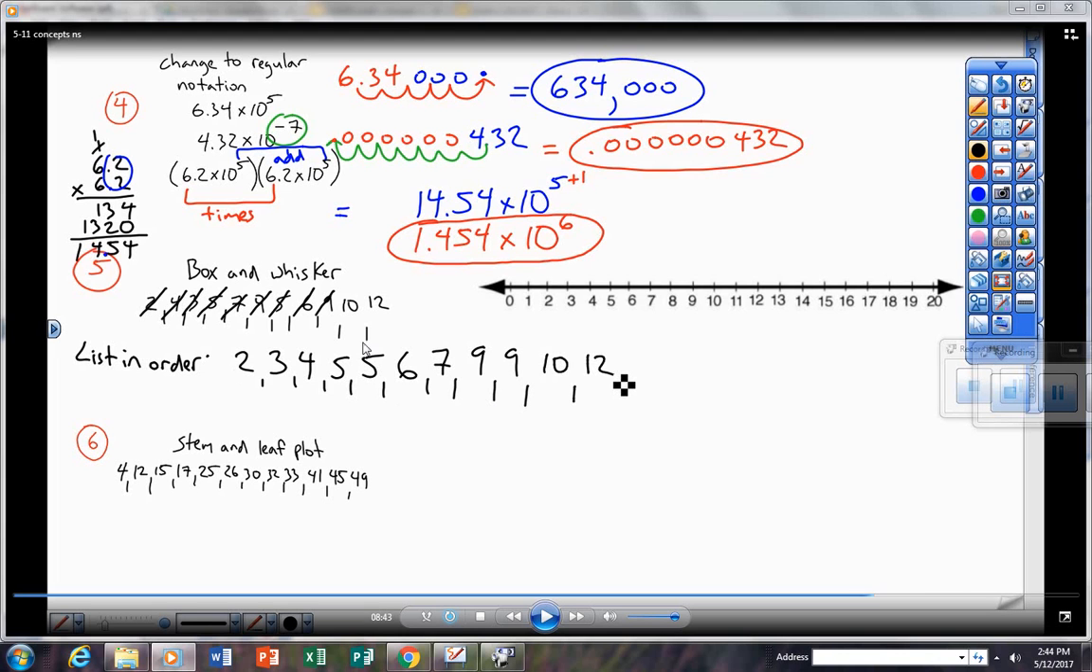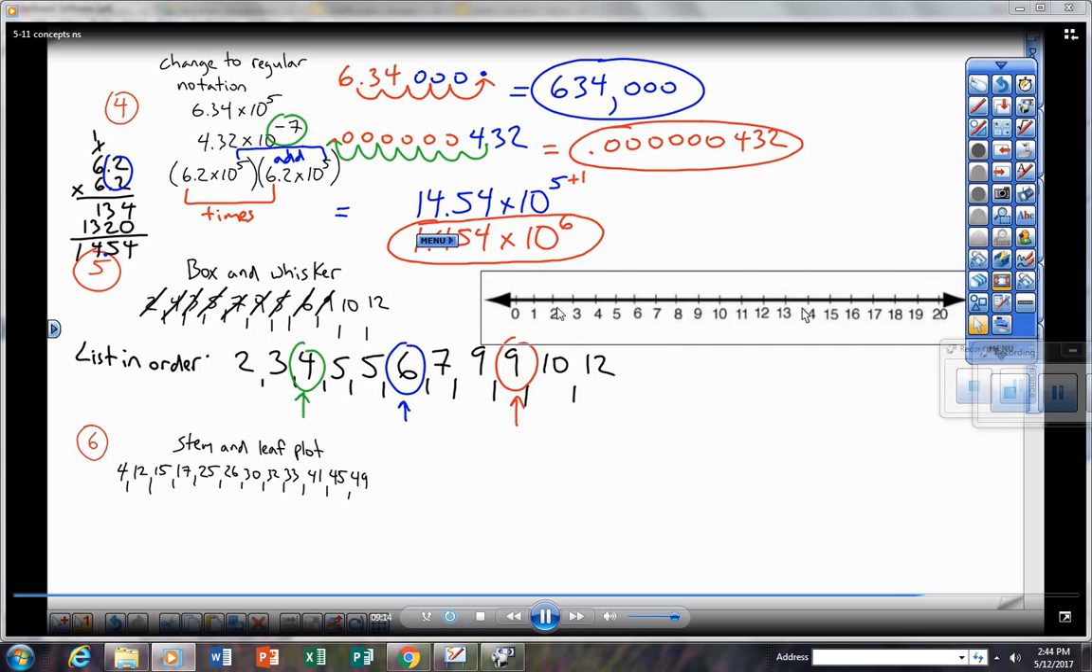Mode is the number that occurs the most. This has a couple modes, 5 and 9. But for Box and Whisker, it's all about the medians. So I need to find the median of the whole set, making sure I put it in least to greatest order. And I can see that 6 is my median number. That is what we call the second quartile, the median of the whole set. This 9 is the upper quartile, the median of the top half. This 4 is the lower quartile, the median of this bottom half.